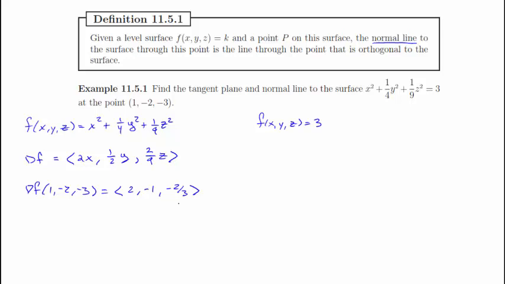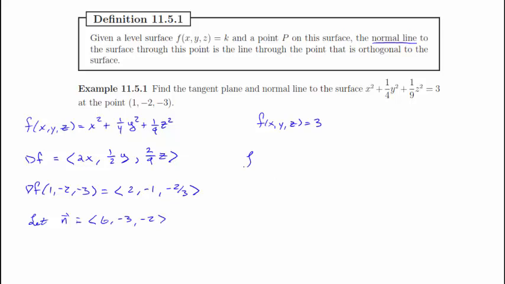So this is a normal vector to my tangent plane. I'm going to actually scale this up, because it doesn't need to be a unit vector to find an equation of a plane or the equation of a line, which we're going to do here in just a second. I'm going to let my normal vector be (6, -3, -2), just so I don't have to deal with any fractions here.